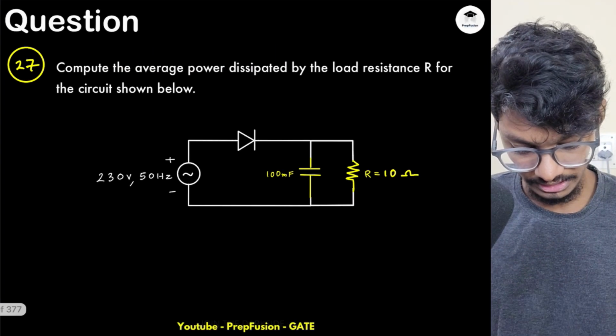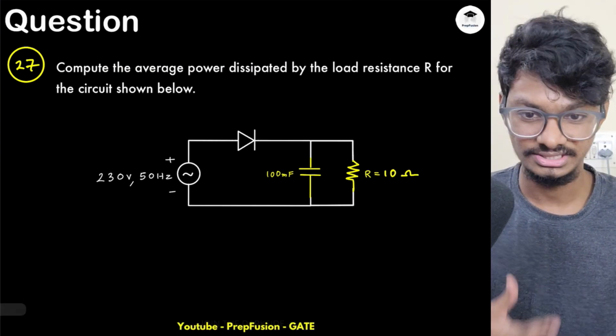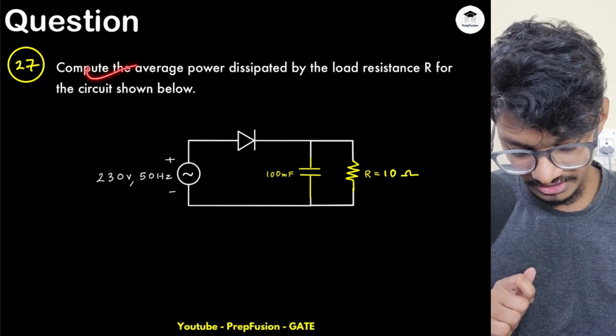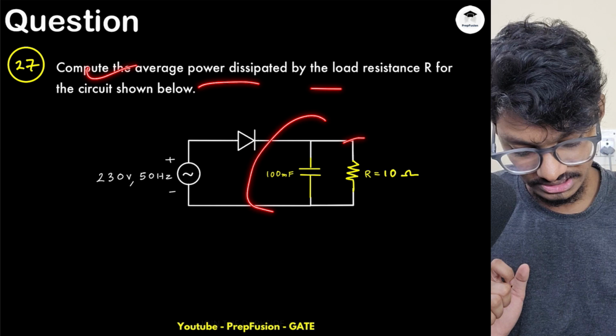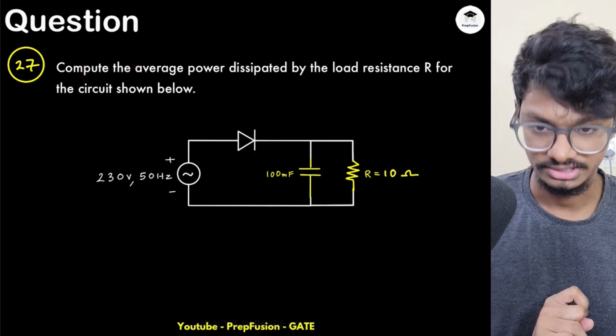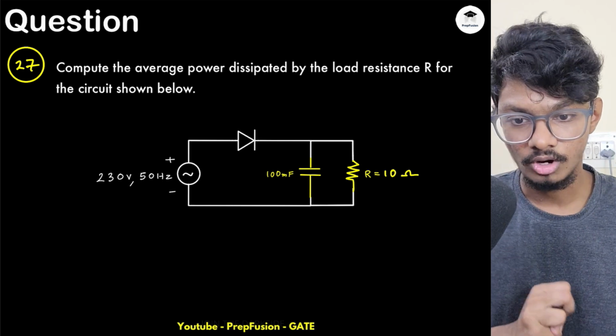Okay, so here we have one very simple question with a capacitor. Here you have to compute the average power dissipated by the load resistance R for the circuit shown below. So what will be the power dissipated by the load resistance R? Okay, so how do you compute that?